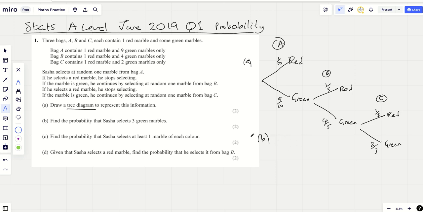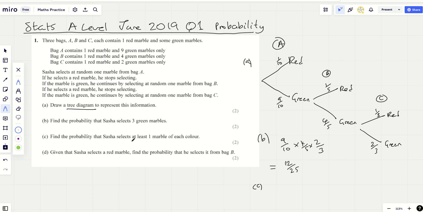Probably quite straightforward. Find the probability that Sasha selects 3 green marbles. Well, 9/10 times 4/5 times 2/3 should do the trick. And then we're just going to get 12 out of 25 for that. That's pretty easy. Part C, find the probability that Sasha selects at least 1 marble of each colour.